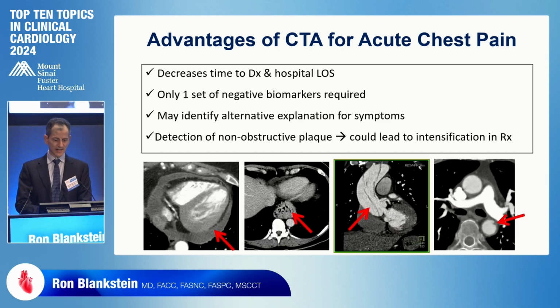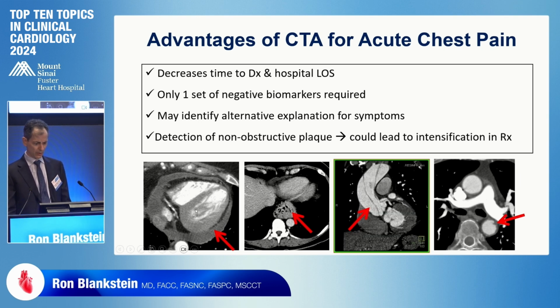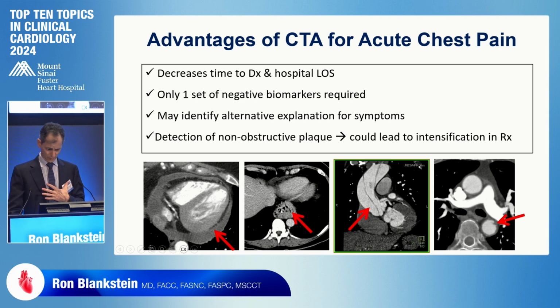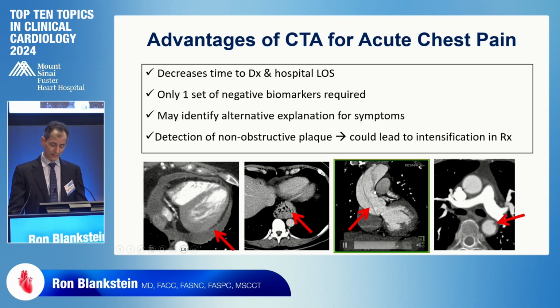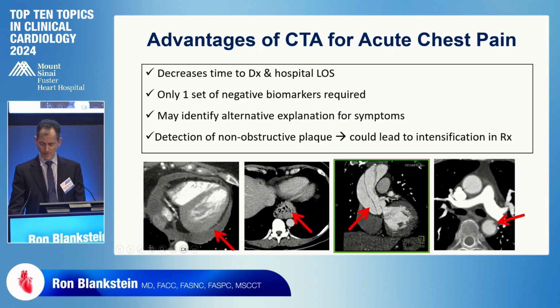But CT does identify other alternative explanations for symptoms, showing on this slide here from left to right, a pericardial effusion, hiatal hernia, which quite often can be the source of someone's symptoms, a rather dramatic dissection going into the left main, or a penetrating ulcer or penetrating plaque in the descending aorta, which can be quite symptomatic.